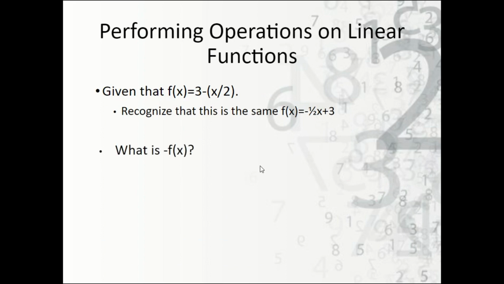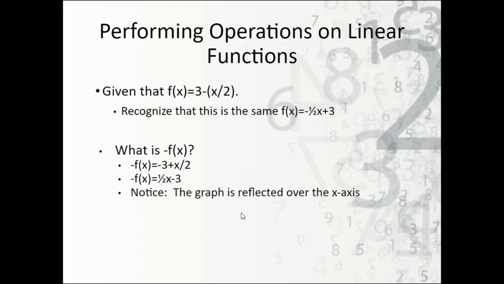So what is negative f of x? We're going to take that then and make this whole thing negative. So negative f of x is equal to negative 3, because we make this negative, and then make this positive, plus x over 2. Or in slope-intercept form, negative f of x is equal to 1/2 x minus 3.